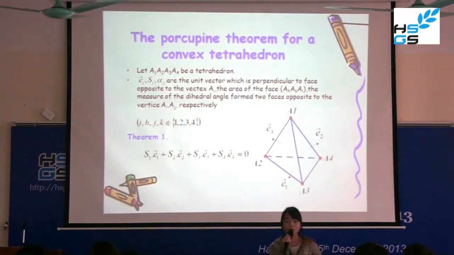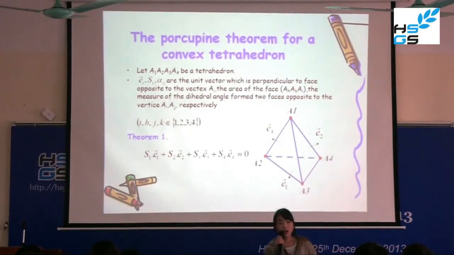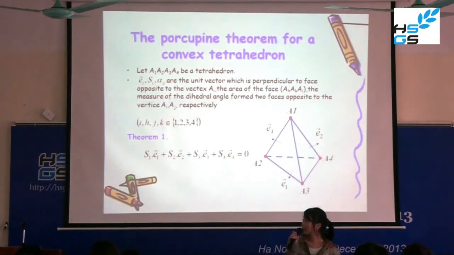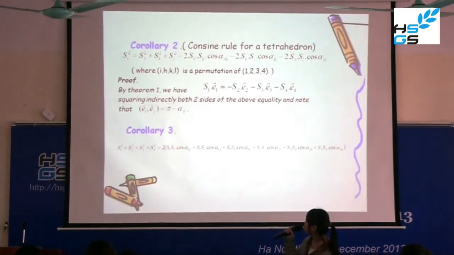You can find this equality in many books, and it can be proved in many ways. You can use volumes and many other ways, and this theorem is very useful to prove some following results. We build some following results ourselves. Corollary 2 and corollary 3. Corollary 2 is a cosine rule for tetrahedrons. It's similar to the cosine rule for a triangle.